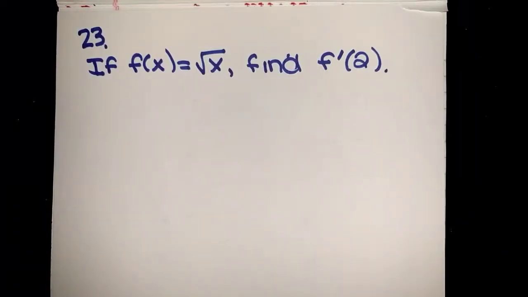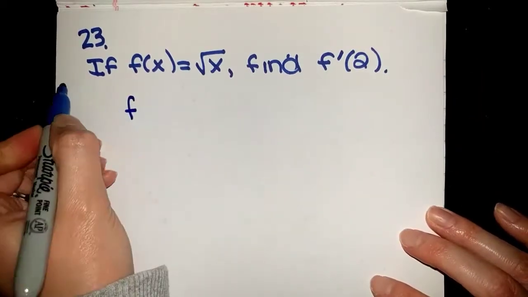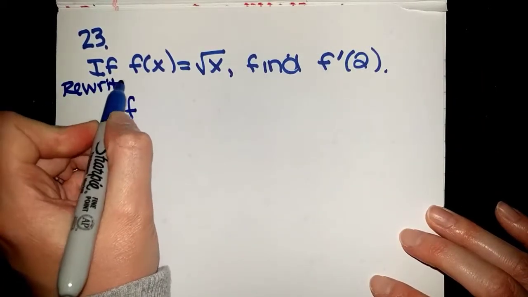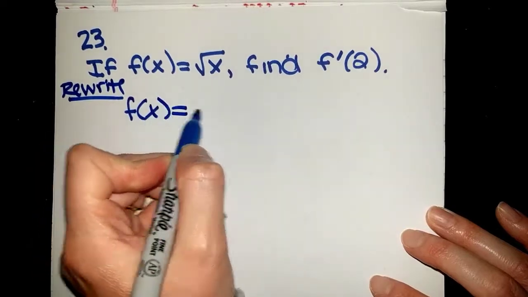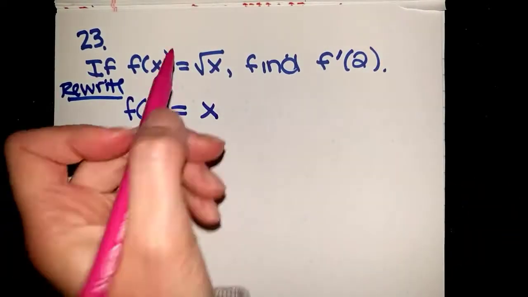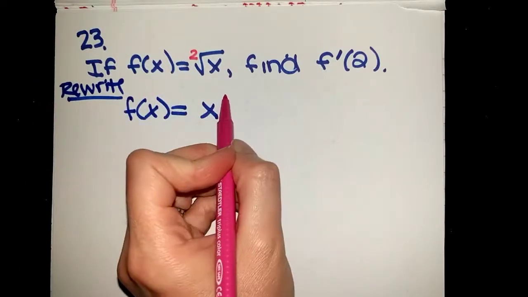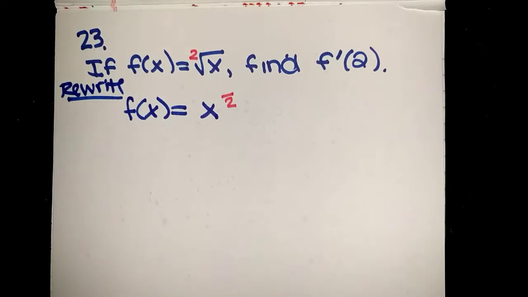So with this question, they tell us that we have the square root of x, and then we're supposed to find the derivative evaluated at 2. So we know with the square root, we have to rewrite that as x to a power. And remember, the square root has an understood index of 2, and that is going to become the denominator of the fraction power. So we will have that the square root of x is x to the 1/2 when I rewrite it.